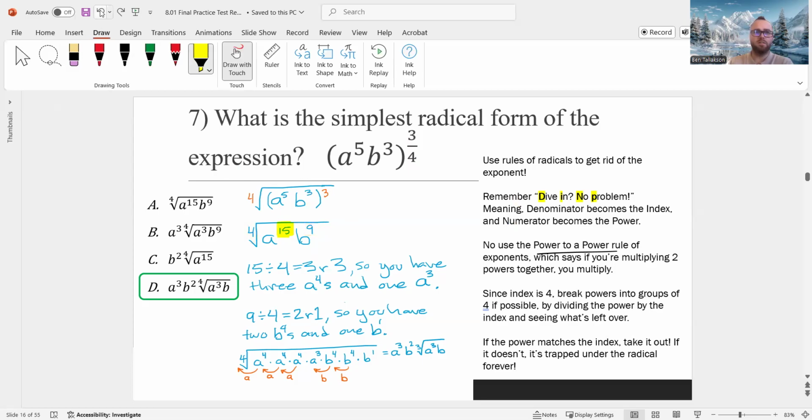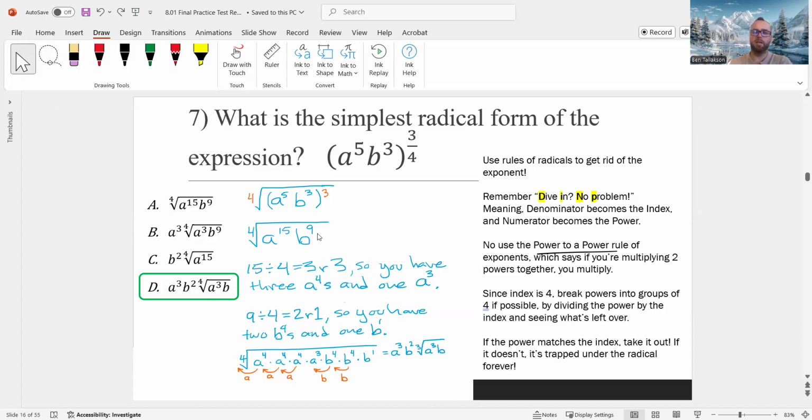Okay? So the easiest way to simplify this is to divide. So we take 15 divided by 4, okay? And that gives us a 3 with the remainder 3. What this means is we're going to have 3 a to the fourth, and then the remainder tells us what that power is going to be of the last a. It's going to be a to the third. So we're going to have 3a to the fourth and 1a cubed. And you see that here? I wrote them all out. 3a to the fourth, 1a cubed.